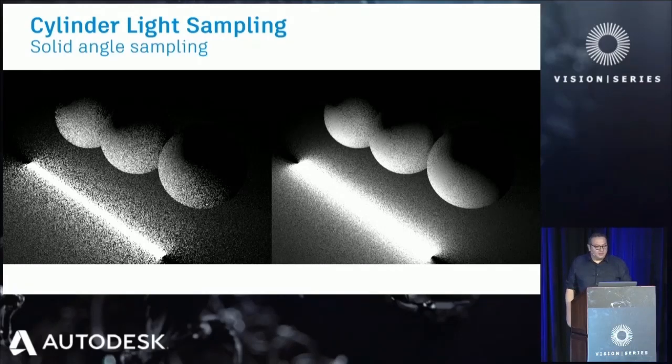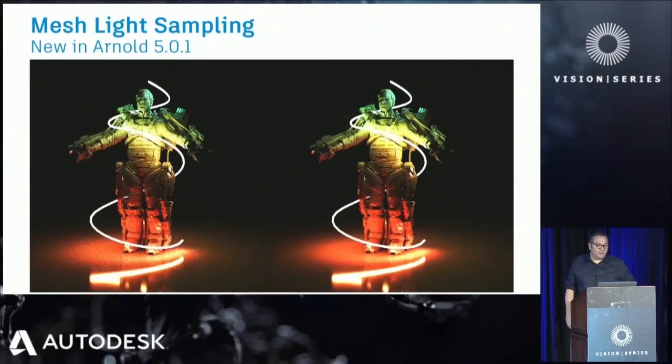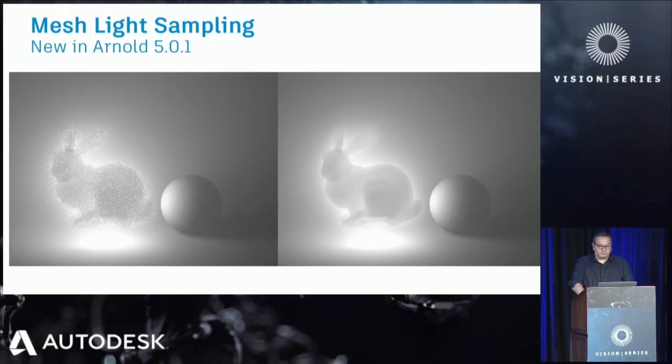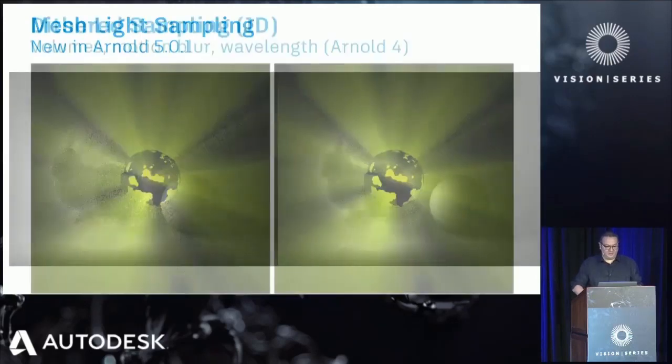Same thing for cylinder lights. Less dramatic improvement, but still an improvement in the sampling. And recently in Arnold 5.1, with mesh lights, and that's a much more common use case, you can see the noise is reduced here. It's even more dramatic inside a volume, and that's also a very common case to have mesh lights inside a volume. Here's another example. We think you would like those light sampling improvements. They do reduce the noise a lot.